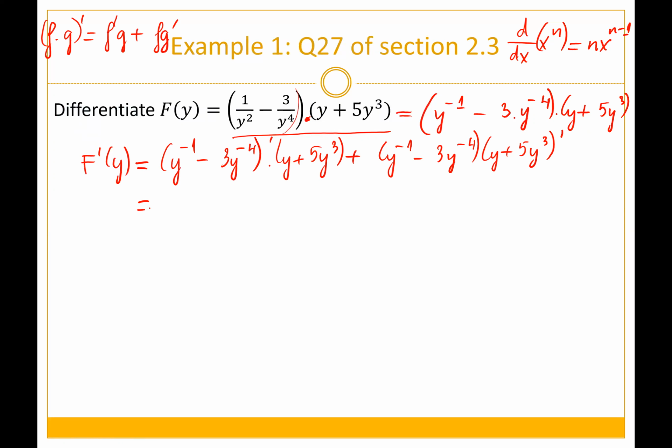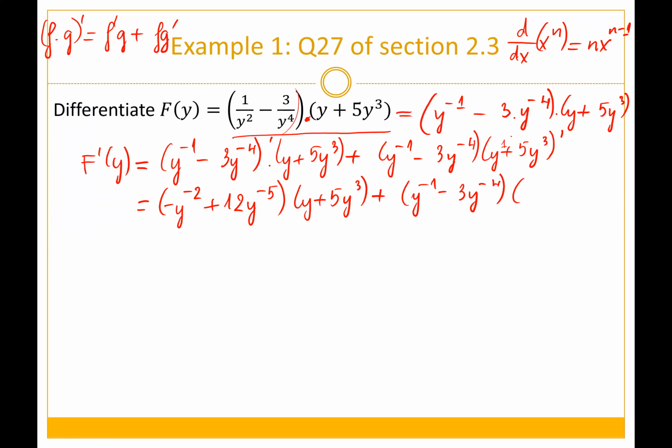Now we use this rule. For this, we're going to have negative 1 times y to the negative 2, minus and minus is a plus, plus 12y to the negative 5, multiplied by y plus 5y cubed, plus, now this we rewrite, multiplied by the derivative of that. This is y to the 1, so n equals 1. So I have y to the 0, which is 1, plus 15y squared.